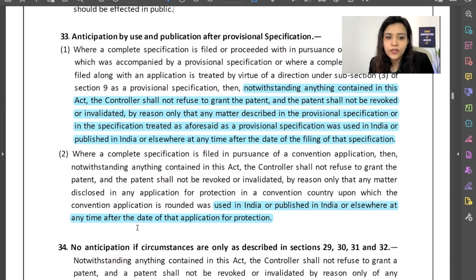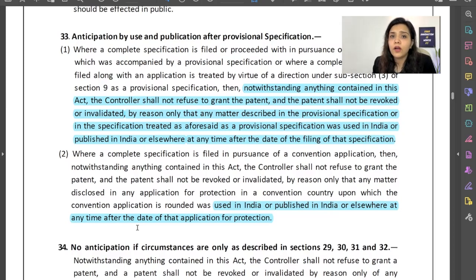Subclause 2 is also very simple. It says that where a complete specification is filed in pursuance of a convention application, then notwithstanding anything contained in the Act, the controller shall not refuse to grant a patent. So subclause 1 was related to provisional specification. Subclause 2 is related to convention specification or convention application. So for example, you have filed a patent application in the US on 1st April 2023.